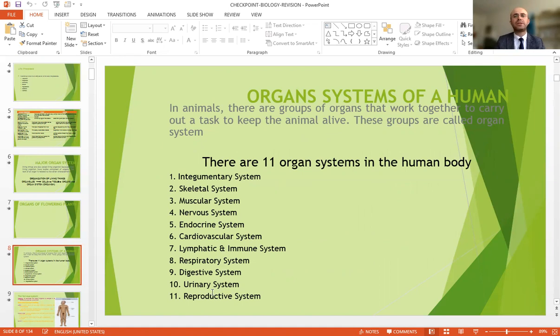For example, the skeletal system's function is movement and also protection. It protects our brain, our spinal cord, our lungs, and heart. In the skeletal system, you need to know some main joints. One is the ball and socket joint. A joint is a connection between two bones.